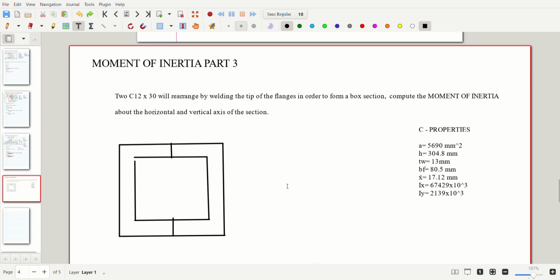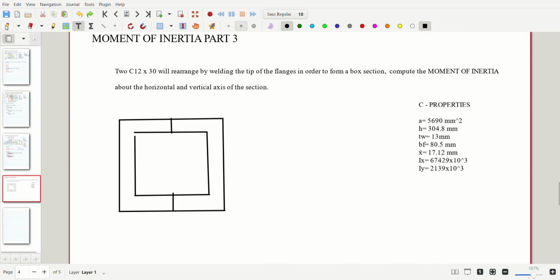Kini symmetrical beam yapon. 2C12 by 30 will rearrange by welding the tip of the flanges in order to form a box section. Compute the moment of inertia about the horizontal and vertical axis.